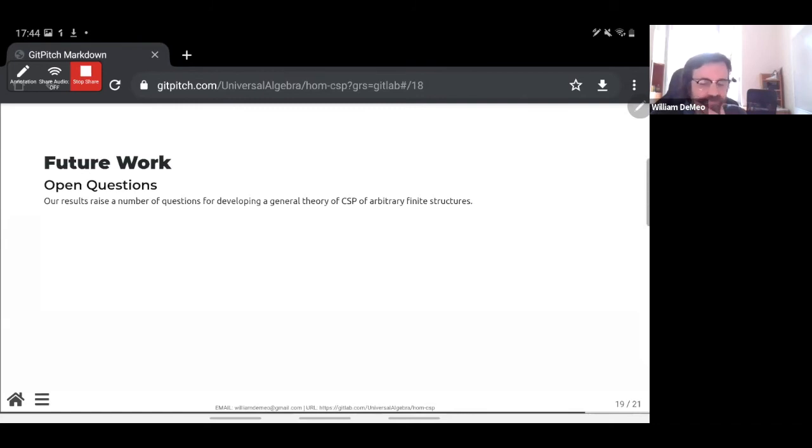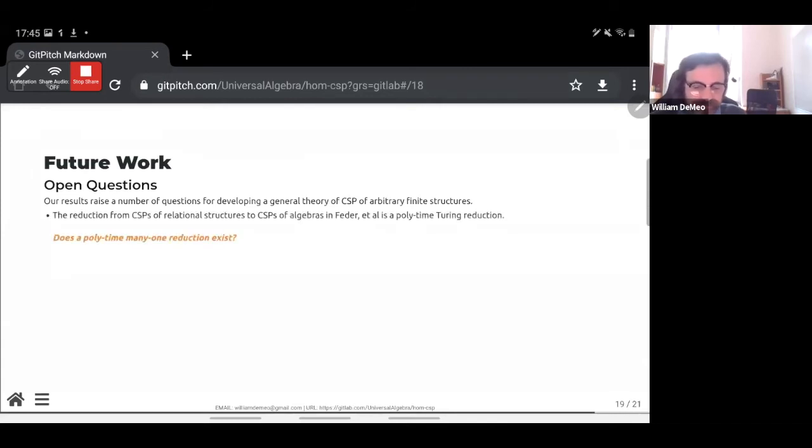So obviously we haven't made very much progress. All we've done is we've managed to answer this question for Boolean structures, but of course there's a lot of open questions when you consider bigger domains than Boolean. And so let's discuss a couple of these.